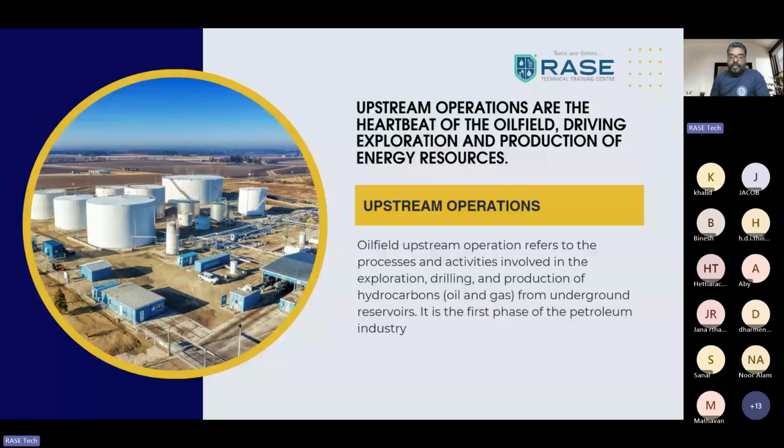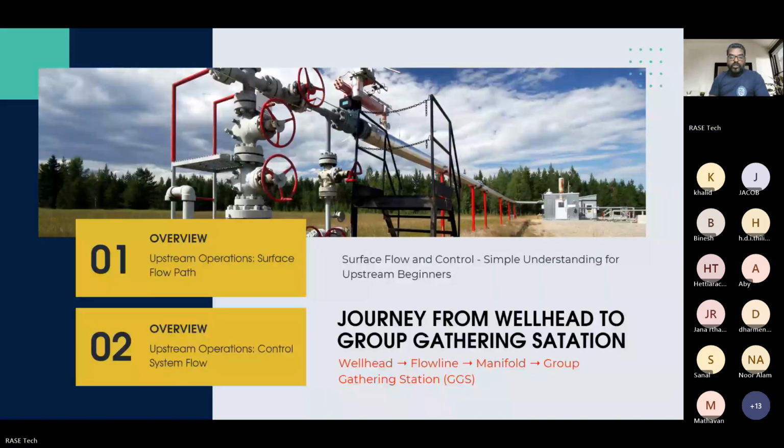Oil field upstream operations are the processes and activities involved in the exploration, drilling, and production of hydrocarbons, oil and gas, from underground reservoirs. It is the first phase of the petroleum industry. We already discussed this, so we can journey from the wellhead to the gathering station.